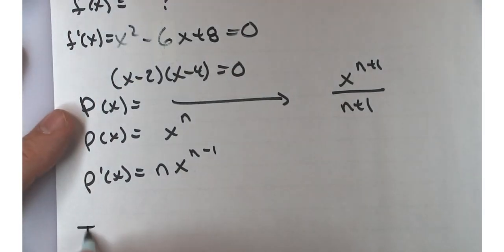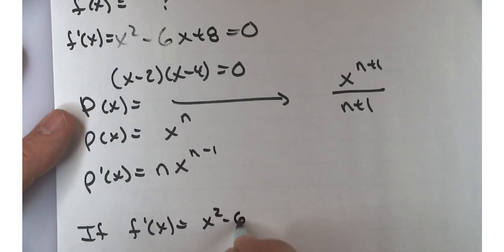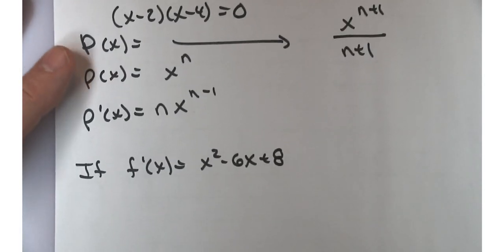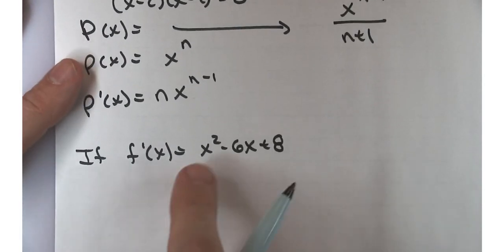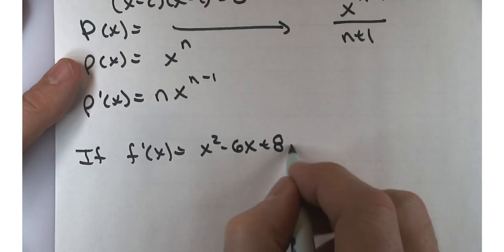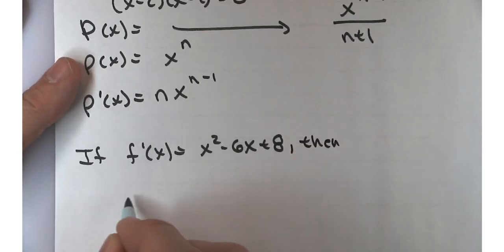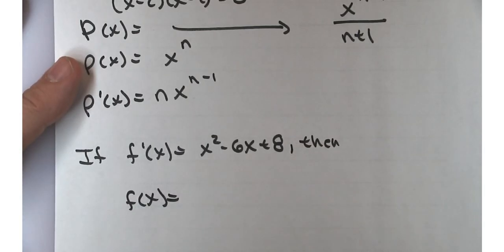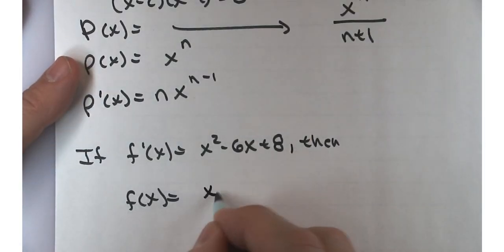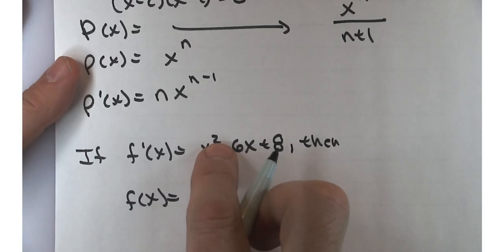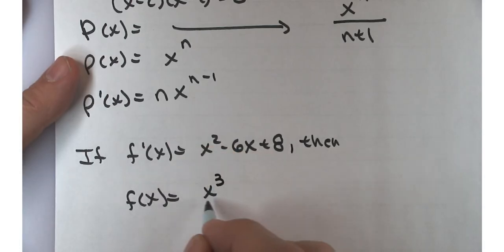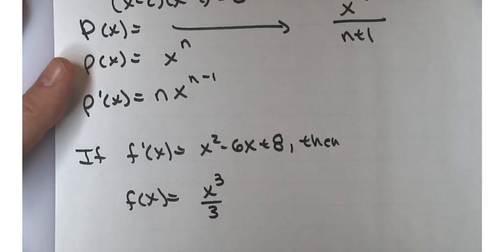So if f prime of x was x squared minus 6x plus 8, well, let's see. Then f of x, its antiderivative, you're going to start by adding 1 to the exponent here. That's going to give me a 3. And then divide by that exponent.